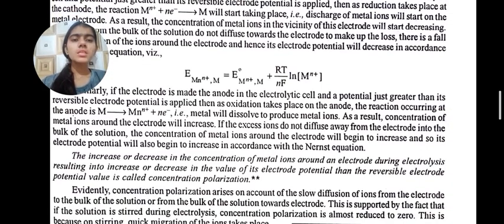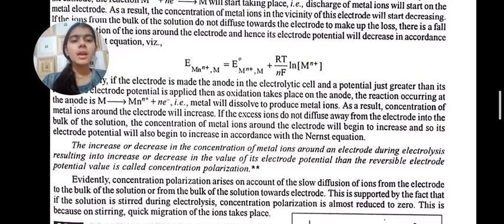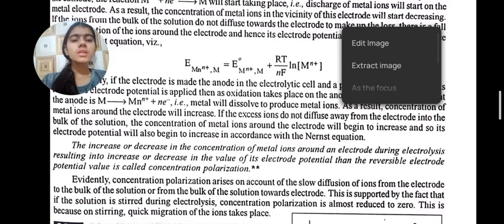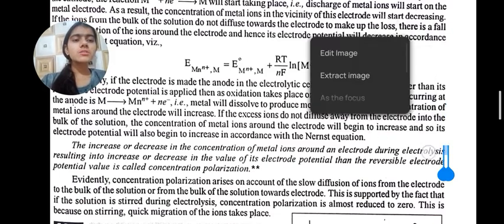The increase or decrease in the concentration of metal ions around an electrode during electrolysis, resulting in an increase or decrease in the value of its electrode potential from the reversible electrode potential value, is called concentration polarization. Evidently, concentration polarization arises on account of the slow diffusion of ions from the electrode. If the solution is stirred during electrolysis, concentration polarization is almost reduced to zero. This is because on stirring, quick migration of the ions takes place.